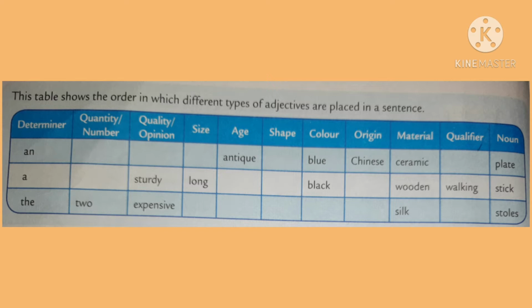Next, purpose or qualifier. What purpose is it used for? Example, sleeping or walking or for flower. That is purpose or qualifier. And then noun. First one, determiner. Second, quantity or number. Third, quality or opinion. Fourth, size. Fifth, age. Sixth, shape. Seventh, color. Eighth, origin. Ninth, material. 10th, purpose or qualifier. Last, we write noun.